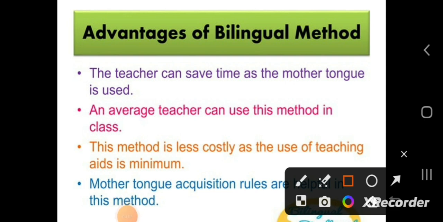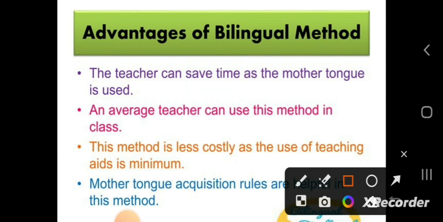Advantages of bilingual method. The teacher can save time as the mother tongue is used. The use of the mother tongue allows for quicker explanations and clarifications, saving time in the learning process. Teachers can convey complex ideas more efficiently without needing to constantly translate or simplify concepts in the target language.